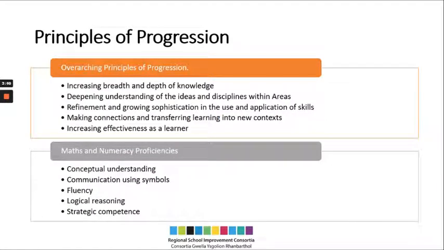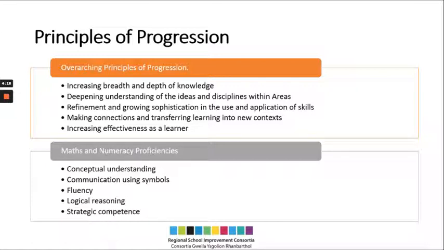The Curriculum for Wales guidance describes principles of progression for the whole curriculum and also for each area of learning and experience. There are 5 principles of progression that span the whole curriculum. These are increasing breadth and depth of knowledge, deepening understanding of the ideas and disciplines within an area, refinement and growing sophistication in the use and application of skills, making connections and transferring learning to new contexts, and increasing effectiveness as a learner.